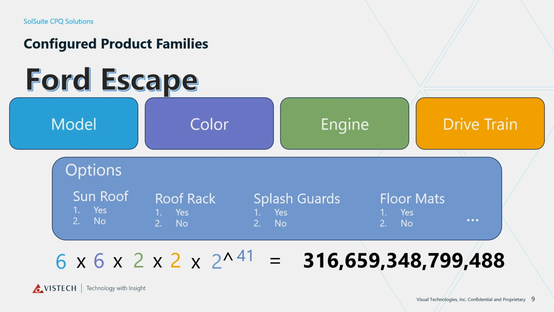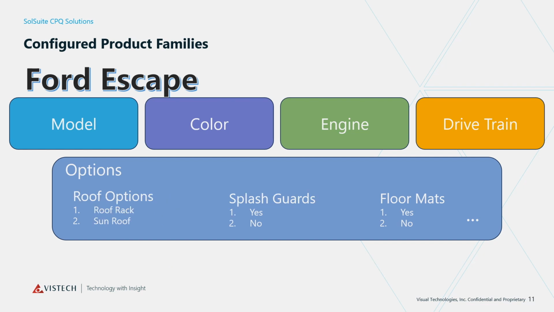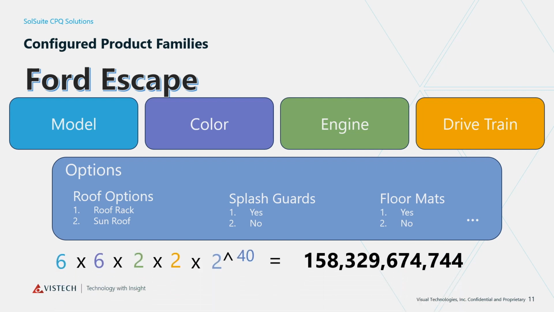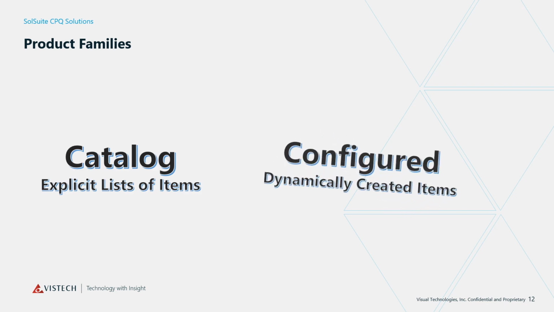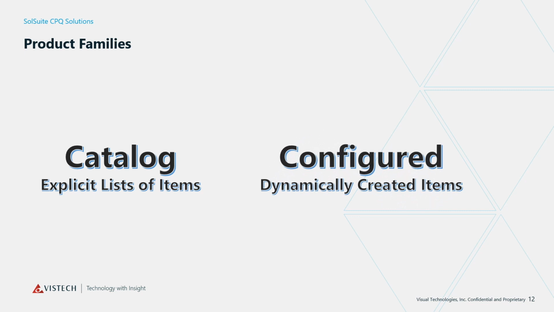An important feature of configurators is rules. For example, if an Escape can only have a sunroof or roof rack option, it reduces the number of permutations in half to about 158 trillion vehicles. To wrap it up, catalogs let you list all possible products, and configurators let you create products based on what we call domain values and rules, eliminating the need to create and maintain intergalactically large catalogs of products.